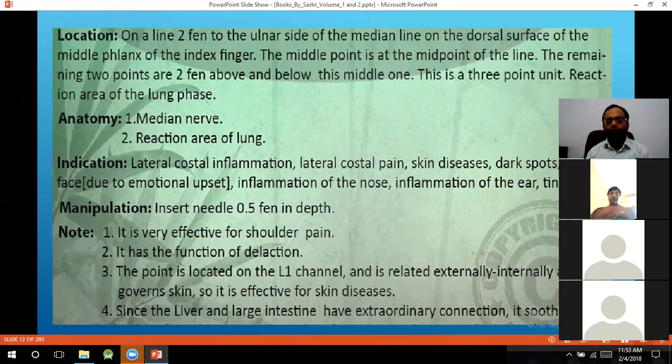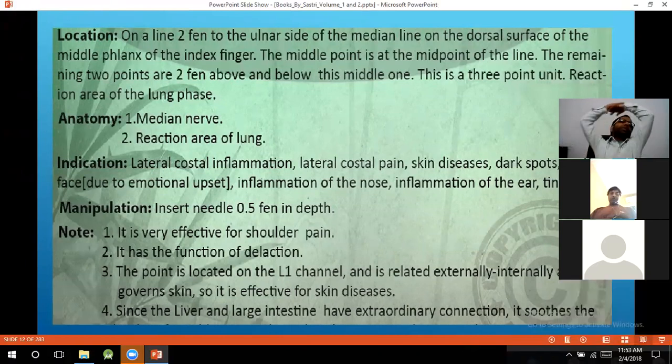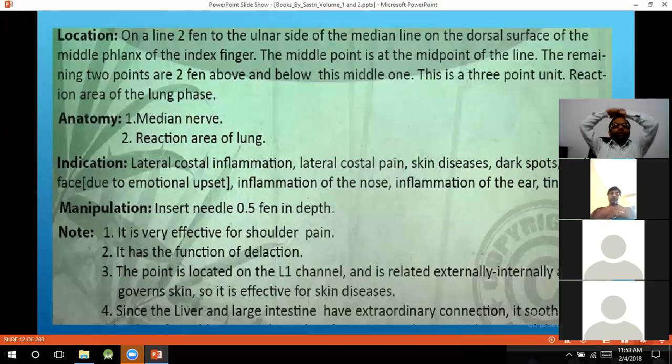The needle depth should be 0.5 tune. It is very effective in shoulder pain. When you needle it, there is a lot of effect even in frozen shoulder cases. When you have severe pain, you combine it with GP34, ST36, and 11.07, I suppose. It's very good for recovering this area. The point is located in the LI channel, related externally and internally, and covers the skin. I told you, even in eczema this point is very good in combination with SP6 and SP9.